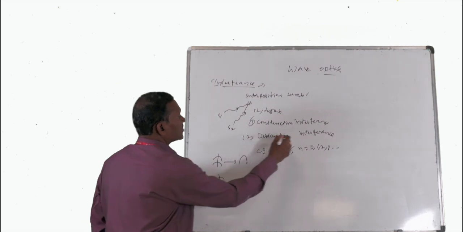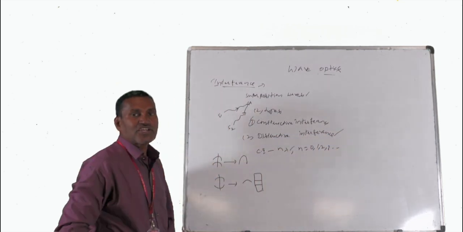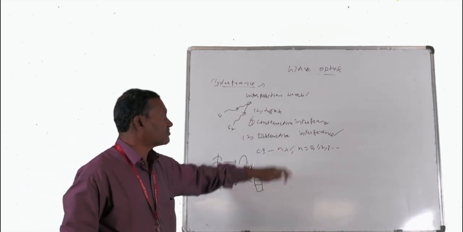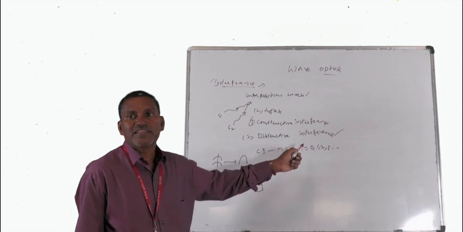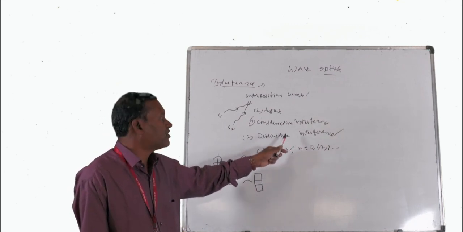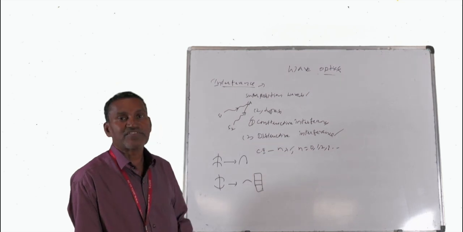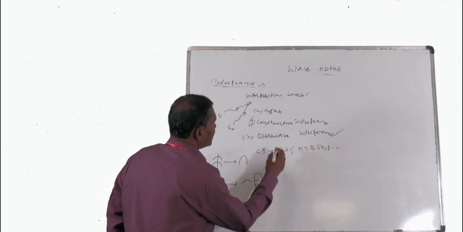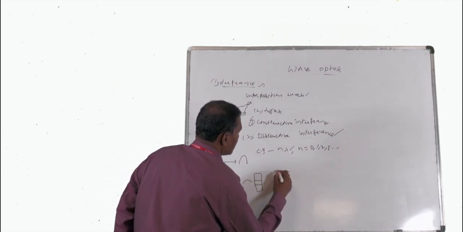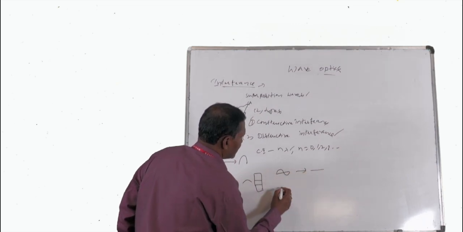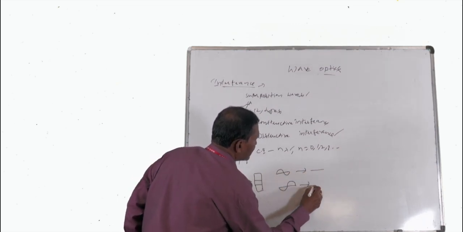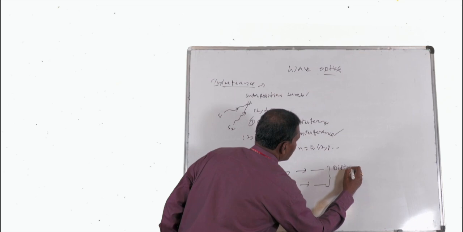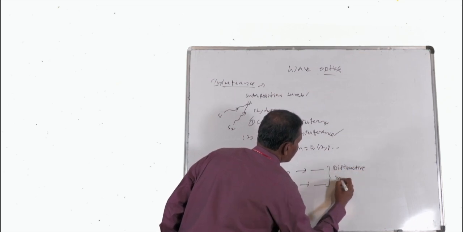Then we go for destructive interference. What is destructive interference? The phenomenon of formation of minimum intensity is called destructive interference. We get the intensity minimum in this case, and then it is called destructive interference. Then what is the example? We can draw destructive interference like this, and sometimes the result is like this one. This is the destructive interference.